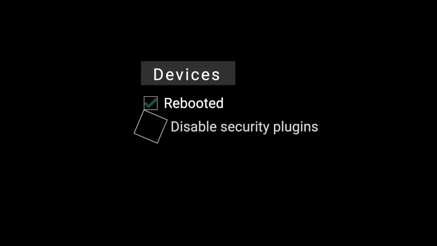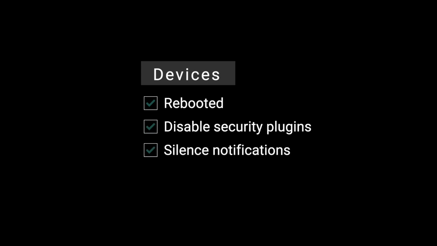Now that we've talked about the sound check, we've talked about the computer, let's go over a general pre-recording checklist. So let's start with the devices. Make sure everybody's been rebooted. If needed, disable security plugins. Turn off or mute notifications on phones and computers.